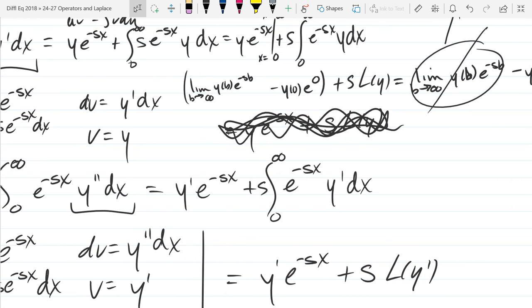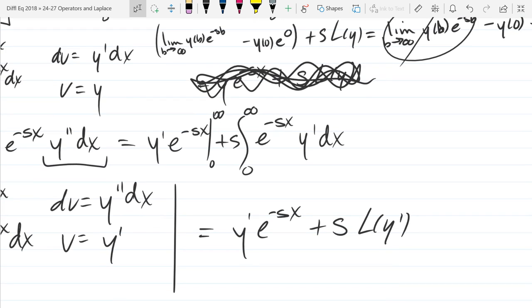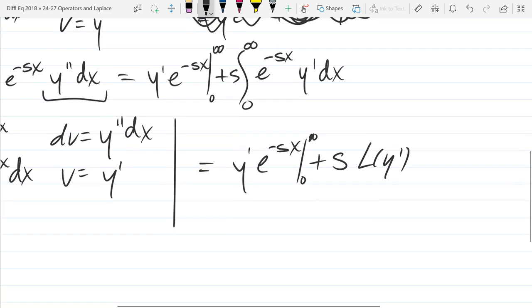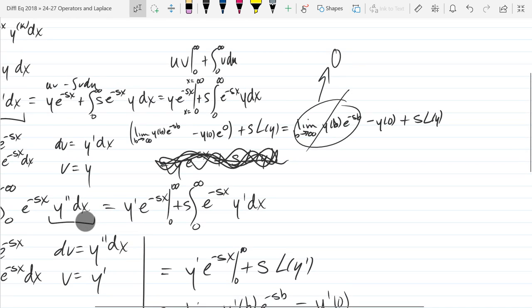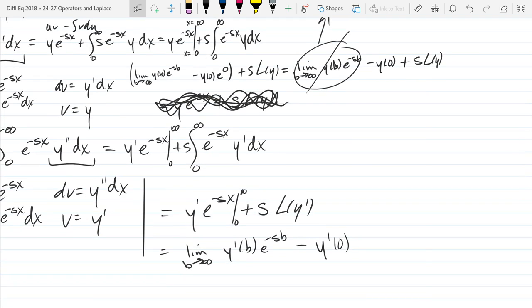And now we're going to do the same thing here. So we got 0 to infinity. All right, next line. So we got the limit as b approaches infinity of y prime of b e^(-sb) minus, and I'm going to plug in 0, so that's y prime of 0, plus s.